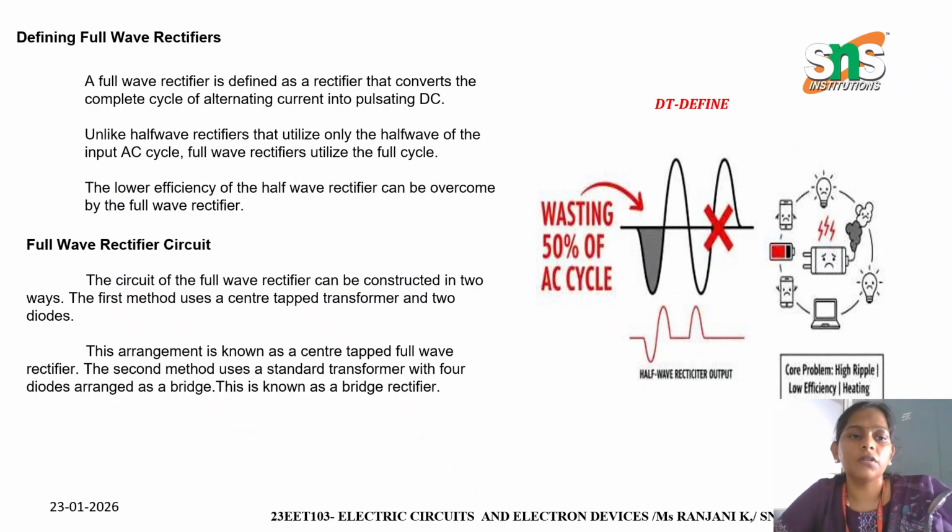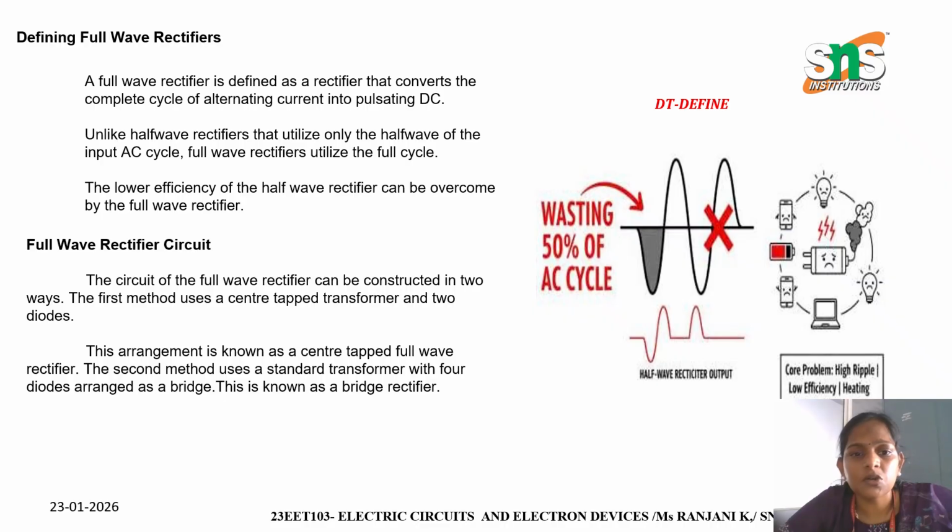So here, the full wave rectifier. A full wave rectifier is defined as a rectifier that converts a complete cycle of alternating current into a pulsating DC, which converts a complete AC input into a pulsating DC output, utilizing both the positive and the negative half cycle. Unlike half-wave rectification, which utilizes only half of the input AC signal, here the full wave has been utilized, and the lower efficiency of half-wave rectifiers can be overcome with the help of the full wave rectifier, where both the positive and negative half cycles are used.